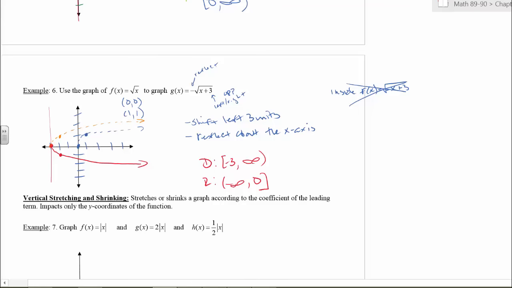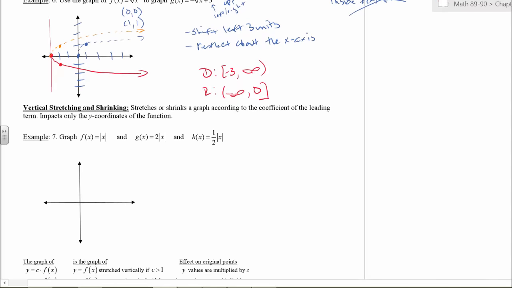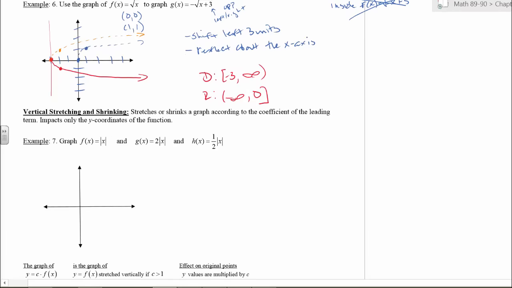Okay. Now, one more transformation, just one more. And that is multiplying by a number, not just a negative 1. So, vertical stretching and shrinking. Sometimes shrinking is called compression. And we can talk about that. It just depends on the textbook. So for vertical stretching and shrinking, this shrinks a graph according to the coefficient of the leading term, impacts only the y-coordinates of the function.